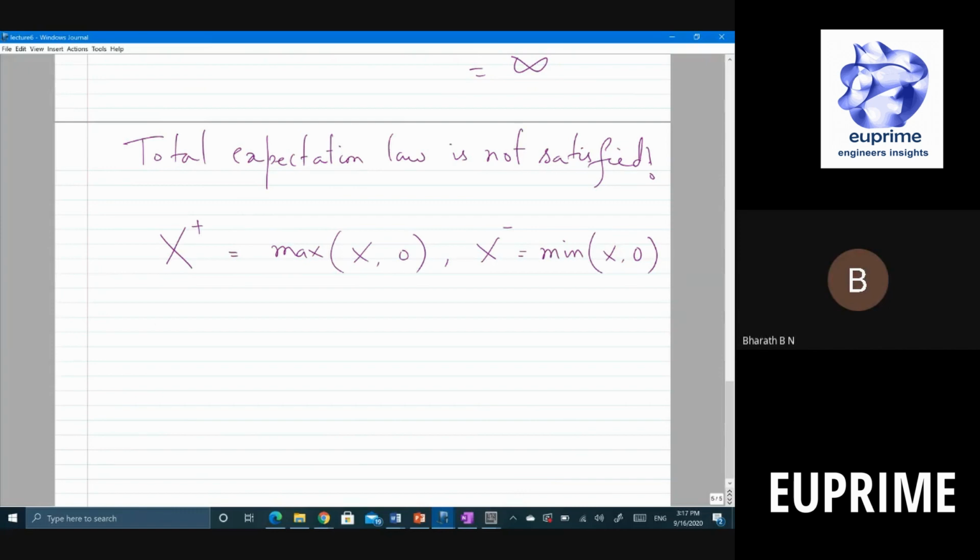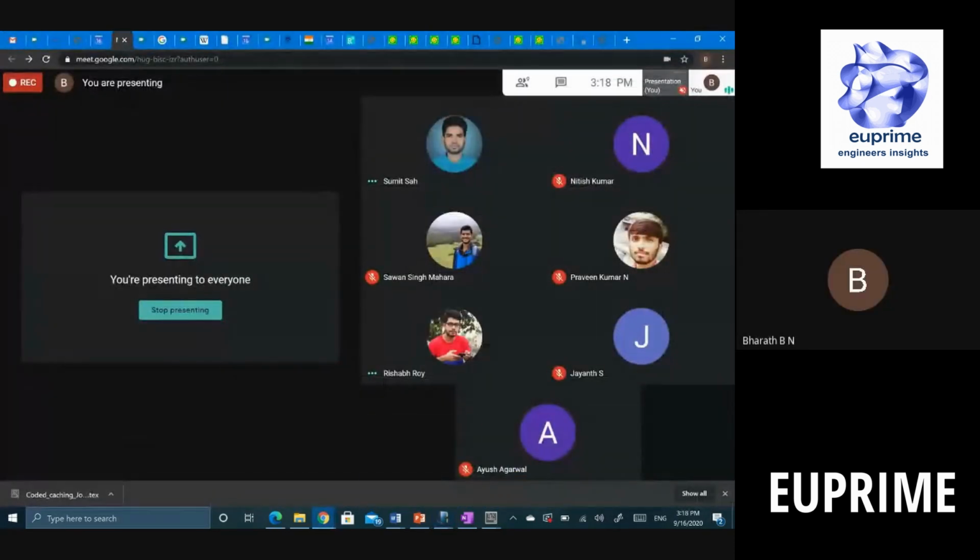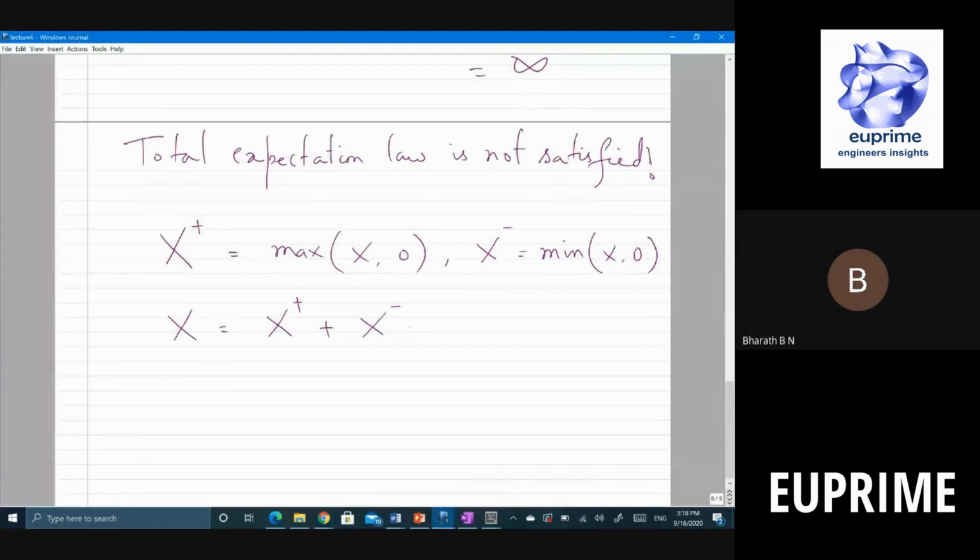Now, of course, one can compute the probability of this, right? Now I can write, for example, X is equal to X plus minus X minus. Is this clear, everyone? Yes, sir. Is it clear, Ayush? Yes, sir. So I can write it as a sum of two random variables, right? So if I take expected value, I can write expected value of X as expected value of X plus minus expected value of X minus, right? Do you agree? Yes, sir.